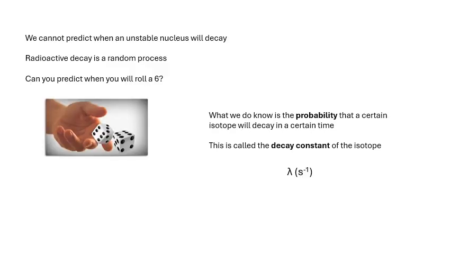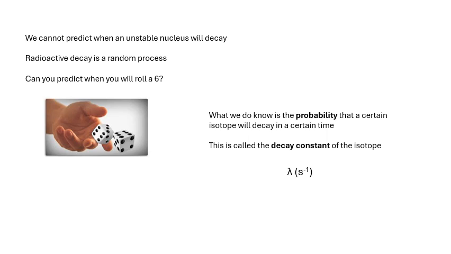Now, we don't know when they're going to decay. You know, can you predict when you throw a dice? Can you predict when you're going to roll a 6? No. But because radioactive decay is random, it's a bit like throwing a dice. What we do know is the probability that an isotope will decay in a certain time. And that's called the decay constant. And it has this symbol lambda, and it's measured in seconds to the -1. So the probability that it will decay in a second is lambda, seconds to the -1.